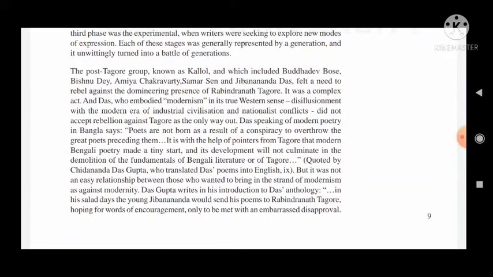The post-Tagore group created a rebellion against the domineering presence of Rabindranath Tagore. That is the Kalol movement, which included Buddhadev Bose, Vishnu De, Amiya Chakrabarti, Samar Sen, and Jivanananda Das. You can remember two or three names. They felt a need to rebel against the domineering presence of Rabindranath Tagore.